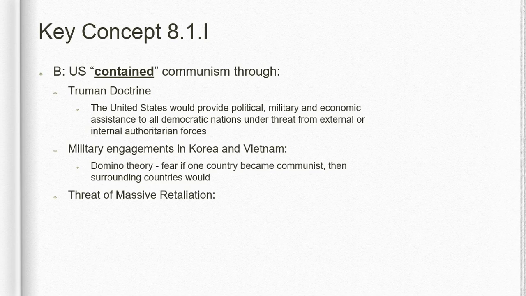So we have the Truman Doctrine, we have military engagements, and also threats. The United States is going to make threats to anyone who it sees as a problem. And these threats are based on massive retaliation, the idea that the United States would respond with more force, and the United States could make this threat. The United States was the only atomic power until 1949. And even then, throughout the 1950s, the United States remained probably the strongest country in the world militarily.